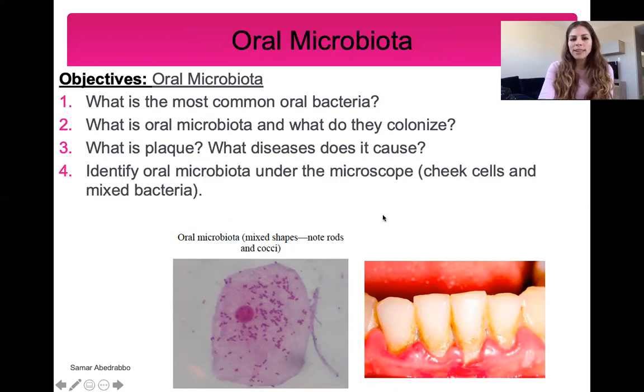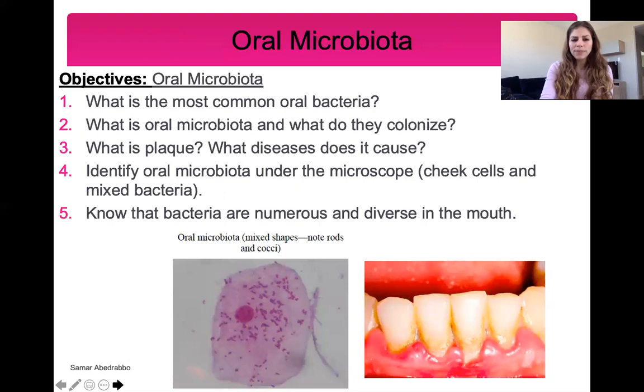Oral microbiota under the microscope, you see a lot of cheek cells. These are definitely not a pure culture. A pure culture means one type of bacteria. So when you see all different types of bacteria, you see these big purple stained cells, cheek cells, you know that it's oral microbiota. And know that bacteria are numerous and diverse in the mouth. So I hope that this helps the people who plan on going into dentistry or anything to do with the dental field.